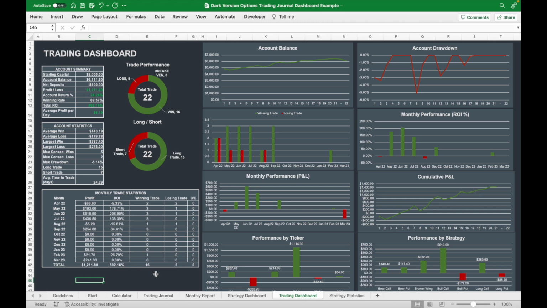Since my last video on option trading, I have added several new features to the spreadsheet. These include a dark mode version, the ability to track funds deposit and withdrawal, and the option to translate keywords into your preferred language. In this tutorial, I will provide a quick walkthrough on how to effectively use this spreadsheet.